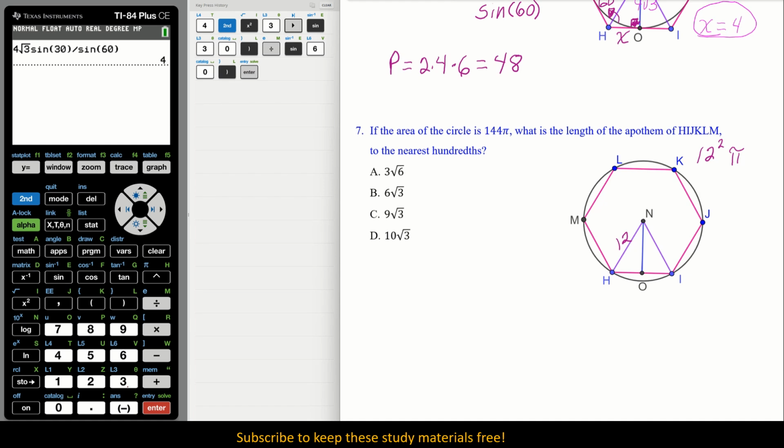I know. Let me write my special triangle here. This 12 is 2 times 6. That tells me that down here, this length is 6, and my apothem has to be 6 square roots of 3. And I see my answer.